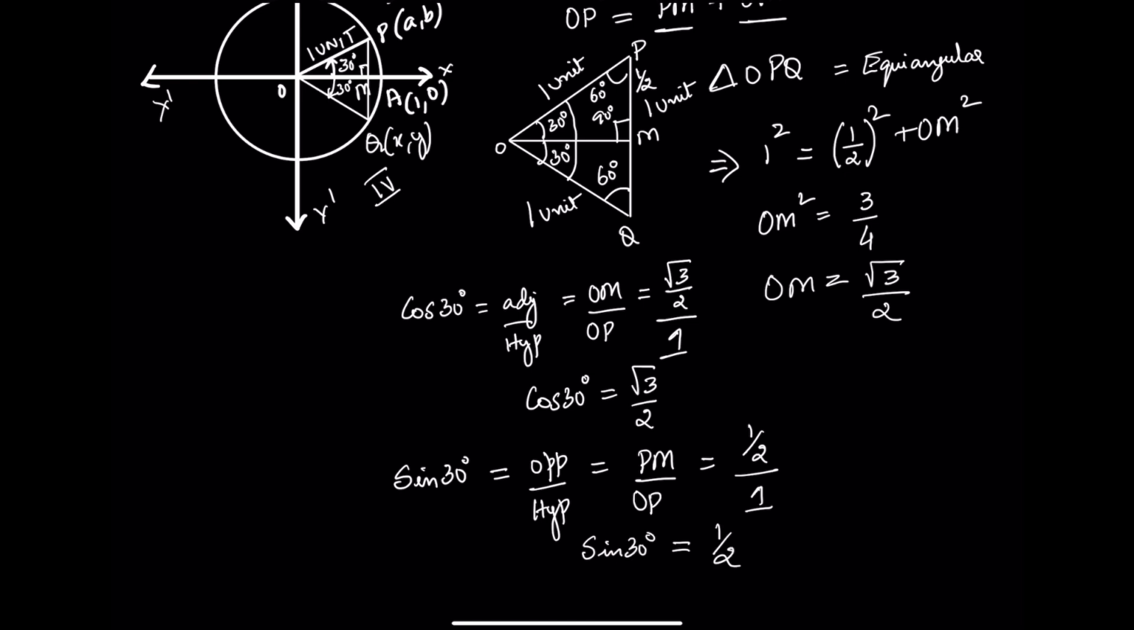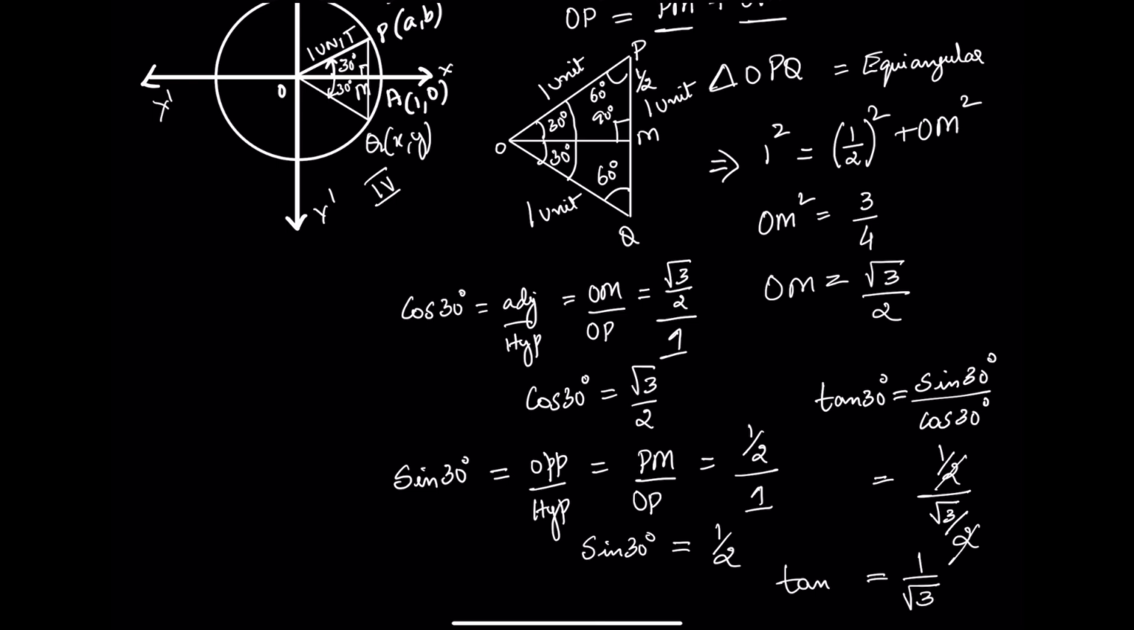So once we know the values of cos and sine, tan 30 becomes easy. So tan 30 is sine 30 divided by cos 30, which is 1 by 2 divided by square root of 3 by 2. The 2 in the denominator gets cancelled and we will have 1 by square root of 3. So this is the value of tan 30.